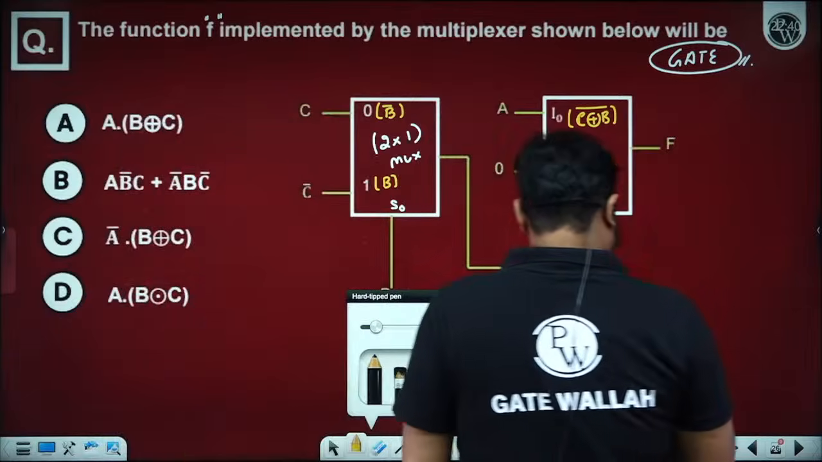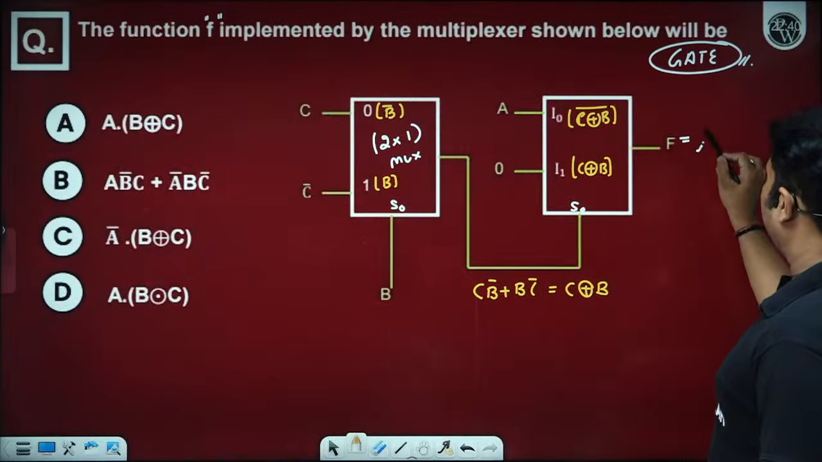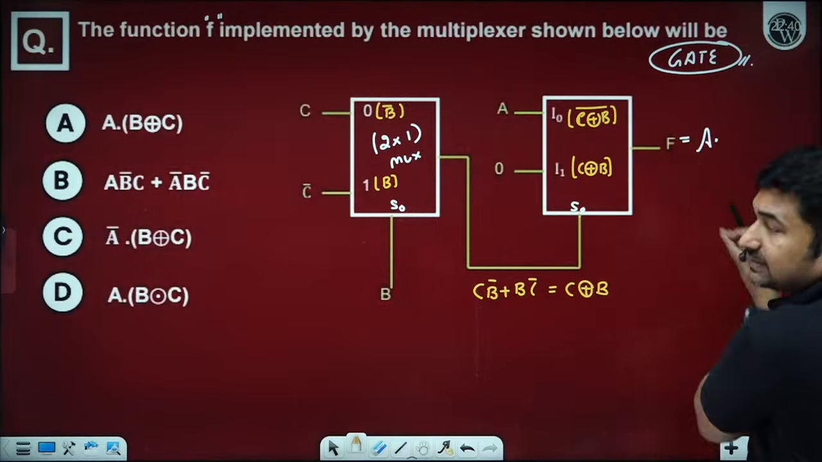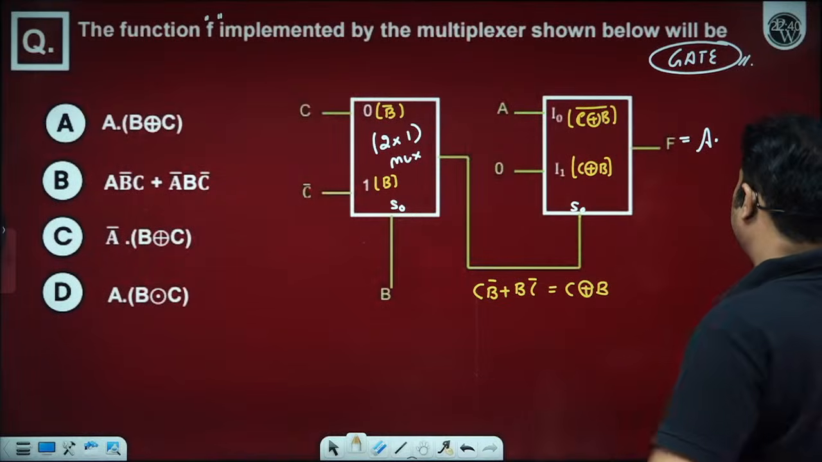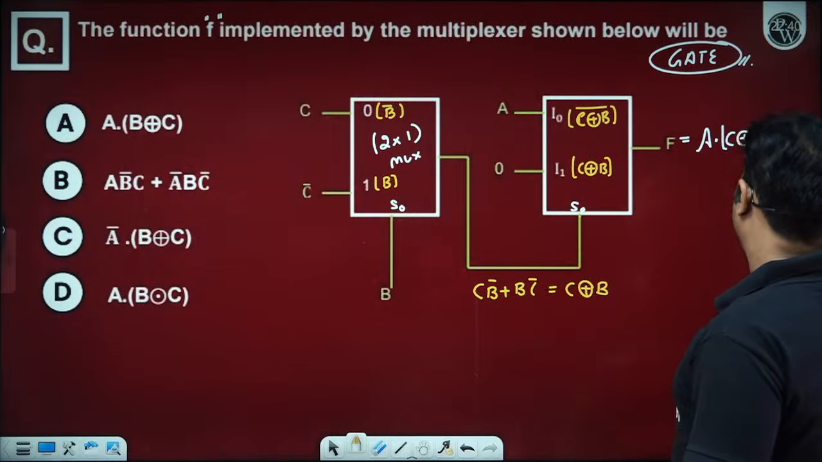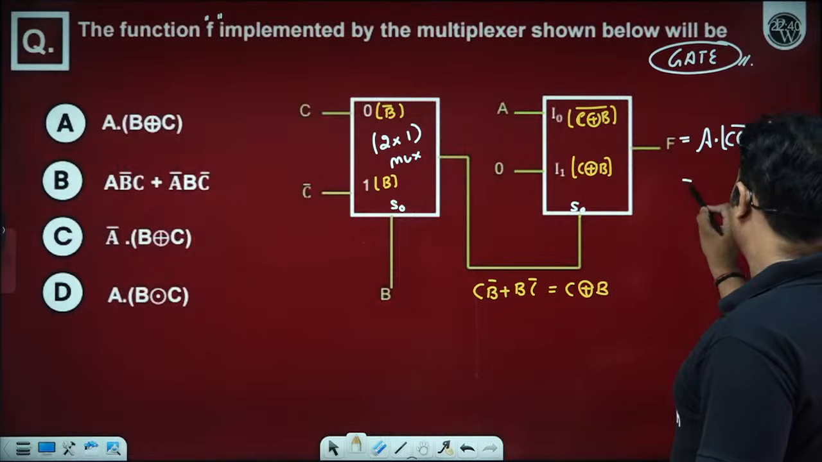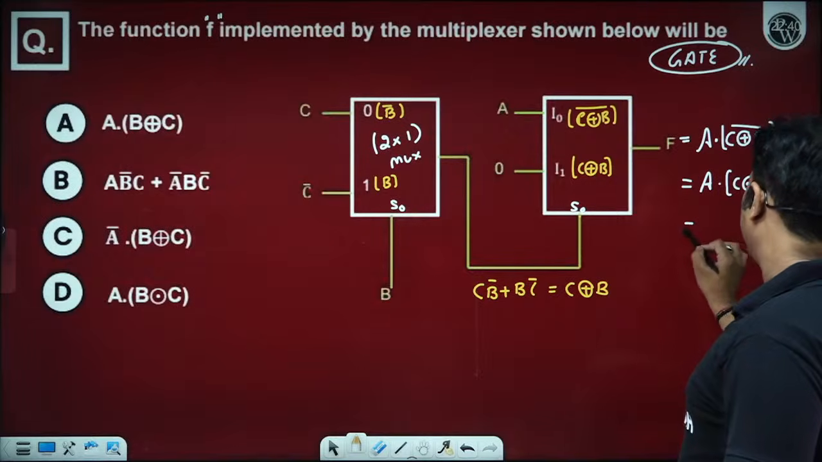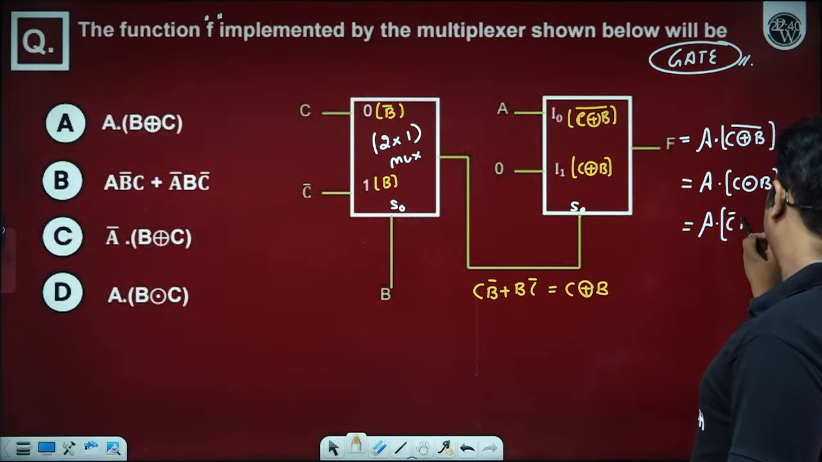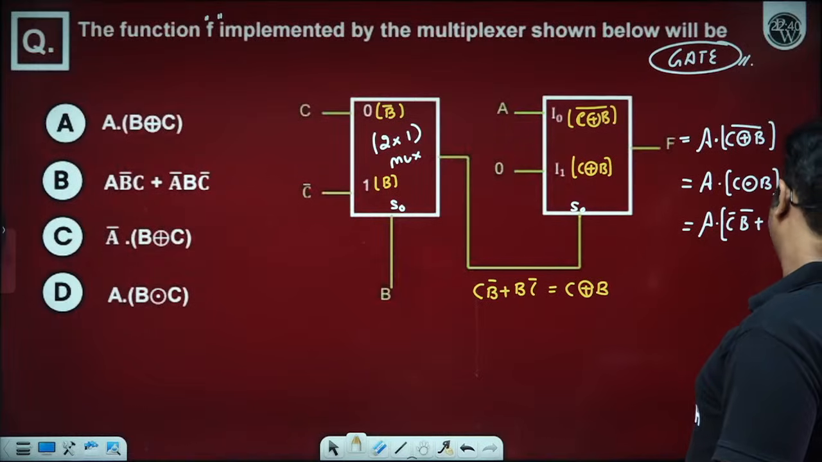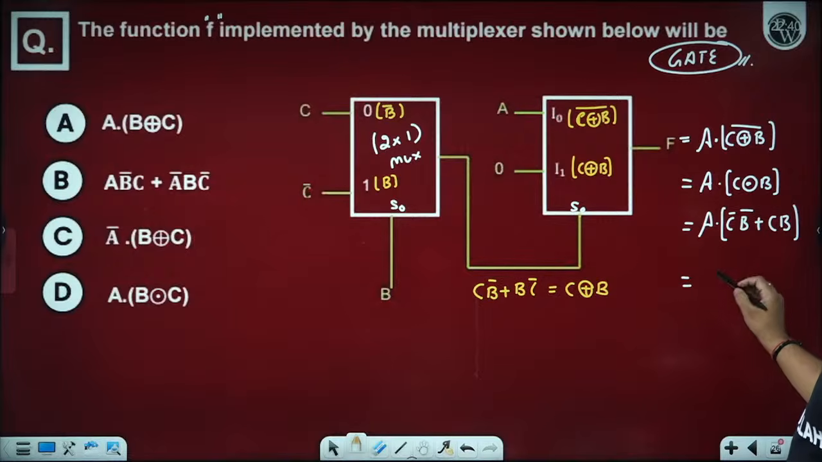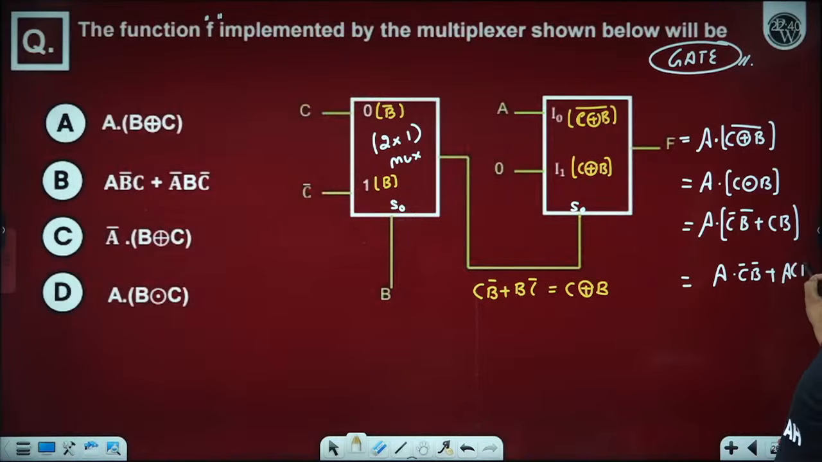So now what is your function f? Function f will become A dot, this is going to be multiplied with this, this is going to be multiplied with this, and the entire thing is passed through the OR gate. We all know about the internal circuitry. So A dot C XOR B whole complement, which can be represented as C XNOR B. And what is C XNOR B? C bar B bar plus CB. So we have A C bar B bar plus A C B.